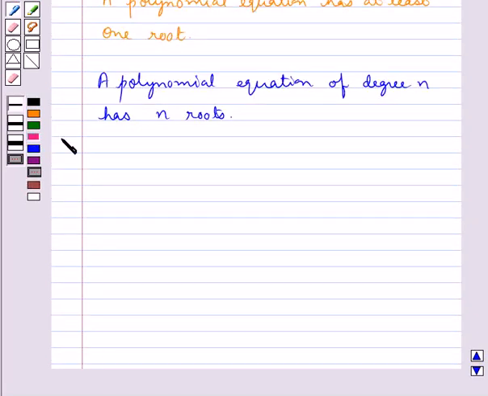Consider the equation x square plus 5 equal to 0. Let's try and solve this. We have x square equal to minus 5. That is, we get x equal to plus minus square root of minus 5. Or we can say that x is equal to plus minus square root 5 i.